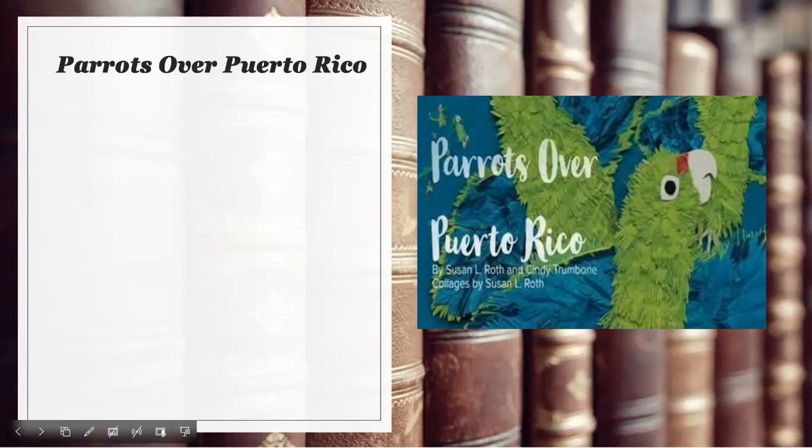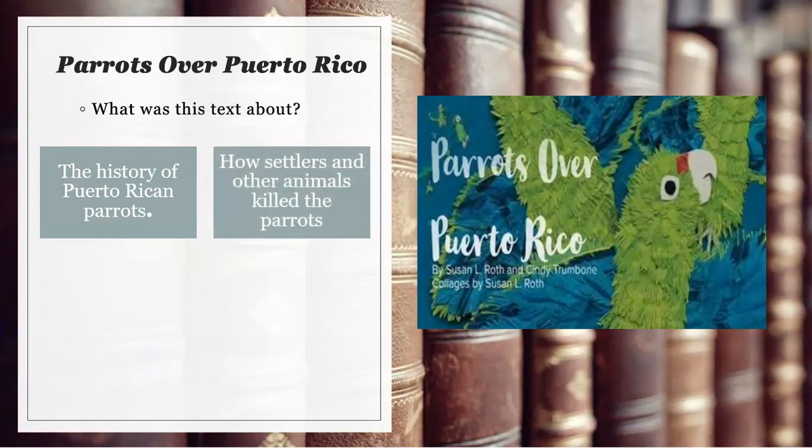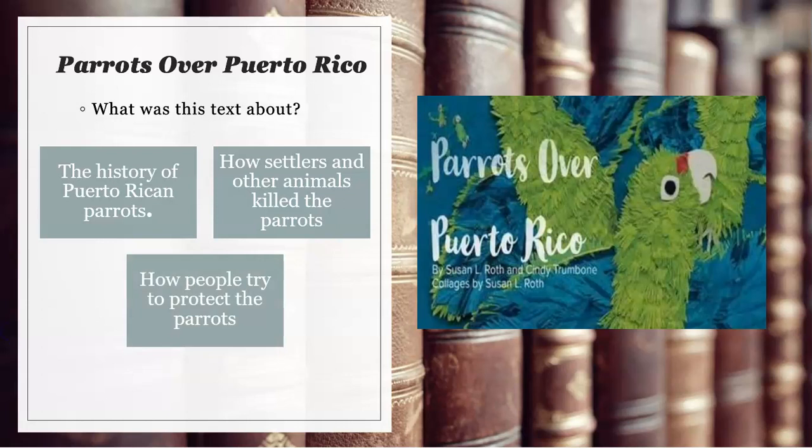Our first example is Parrots over Puerto Rico, which we used in our lesson about author's purpose, so this should be fresh in your memory. But if it's not, what was this text about? Well, we remember it was about the history of Puerto Rican parrots. It was about how settlers and other animals killed the parrots. And it was about how people try to protect the parrots.